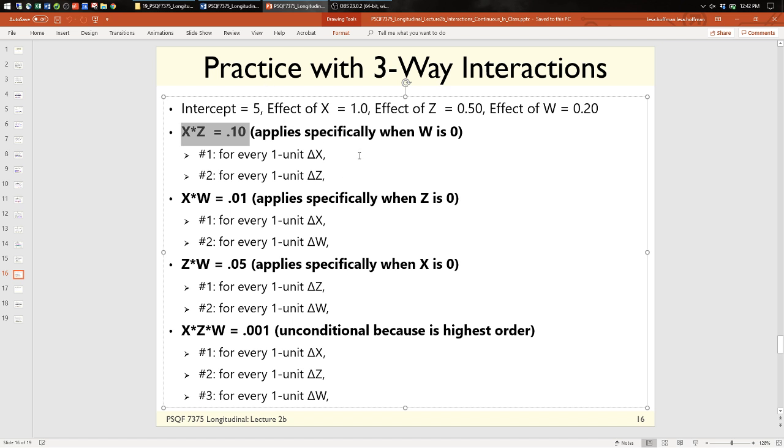So how would I talk about that? Let's fill in the sentences here. For every 1 unit change, that's a delta sign for change, in x, what does this interaction do? So we're looking at the x by z interaction. For every 1 unit change in x, what happens? Help me fill this in. I'll get you started. The effect of z becomes... So this is what we did last time. This is just review.